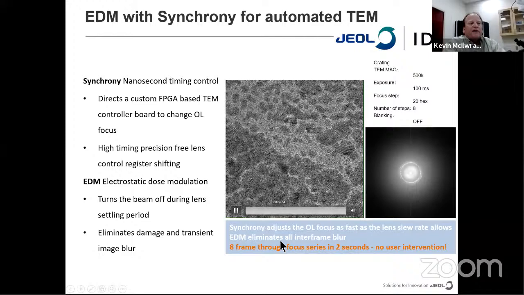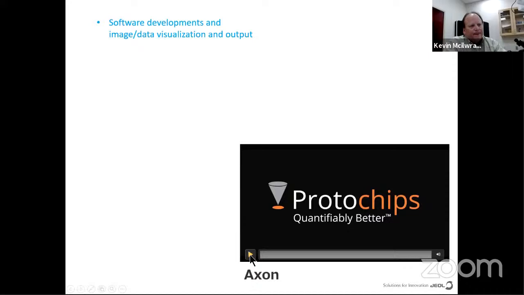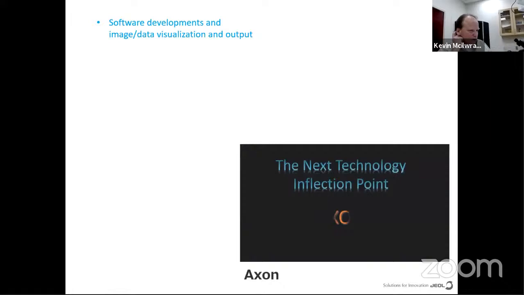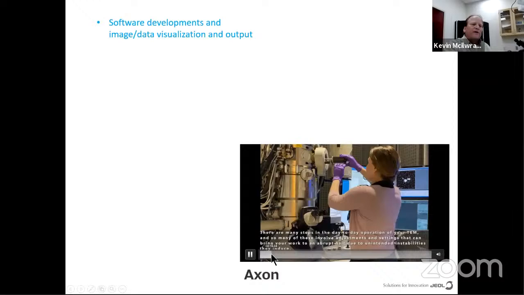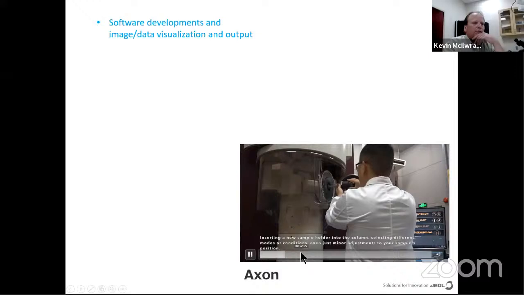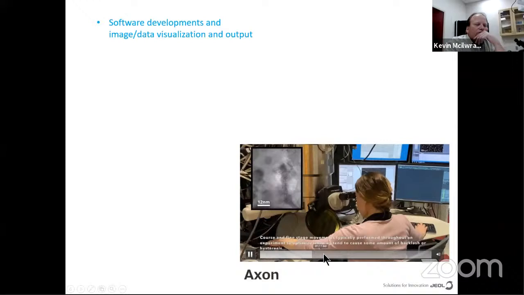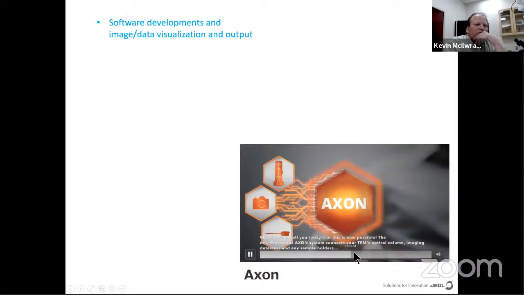And then lastly, you look at prototypes. This is the Holder company. They came out with something last year called Axon. And you add this to your microscope, any of these, and it's for these instabilities. Inserting a new sample holder into the column is complex, and scientists typically perform an experiment to optimize image voltages, which stacks up quickly.